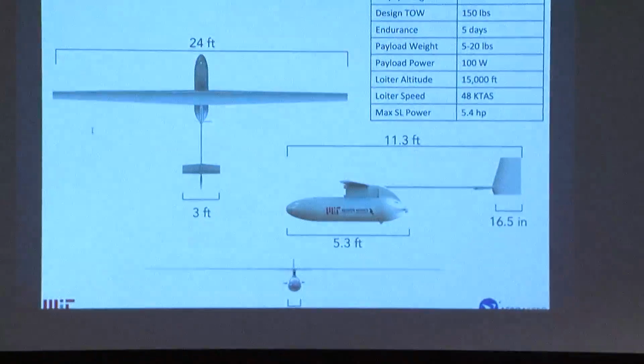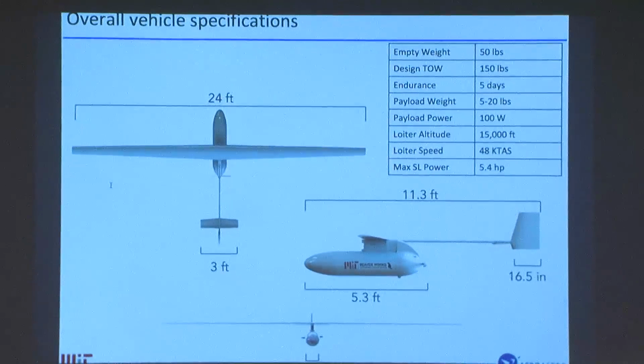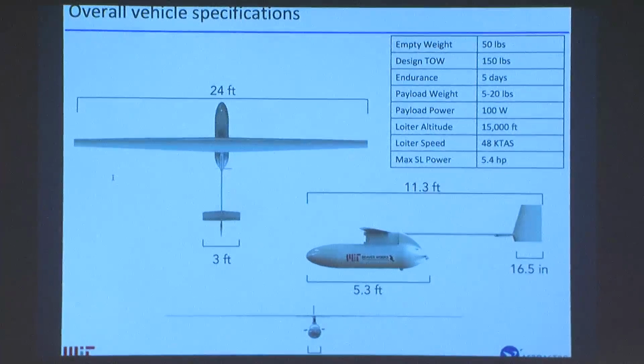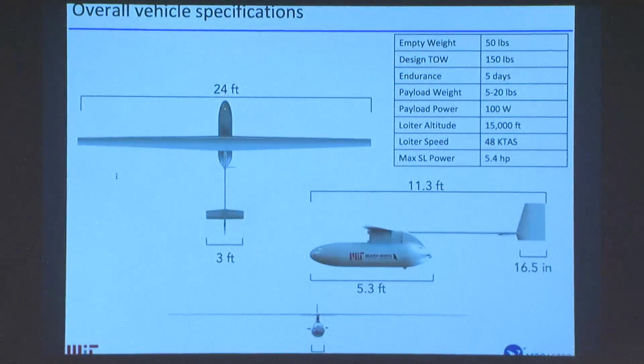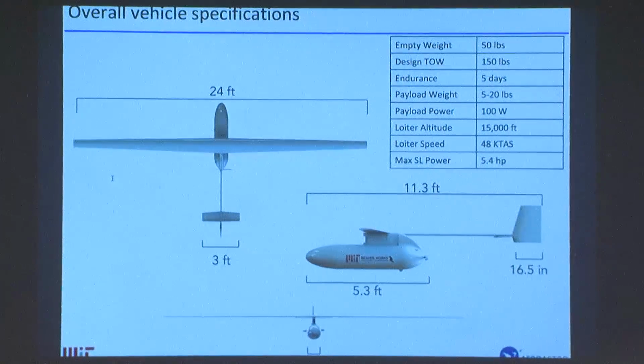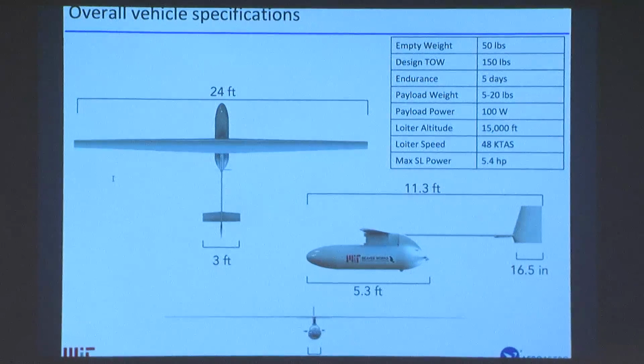This is the vehicle. This is what came out of that sizing. So this is the optimal airplane, at least according to all of our assumptions, for flying the mission we want to fly. So it weighs 50 pounds empty. Empty weight means no payload and no fuel. So it's just the airframe and the engine and all the stuff needed to fly the airplane. That's 50 pounds. The design takeoff weight is 150 pounds.